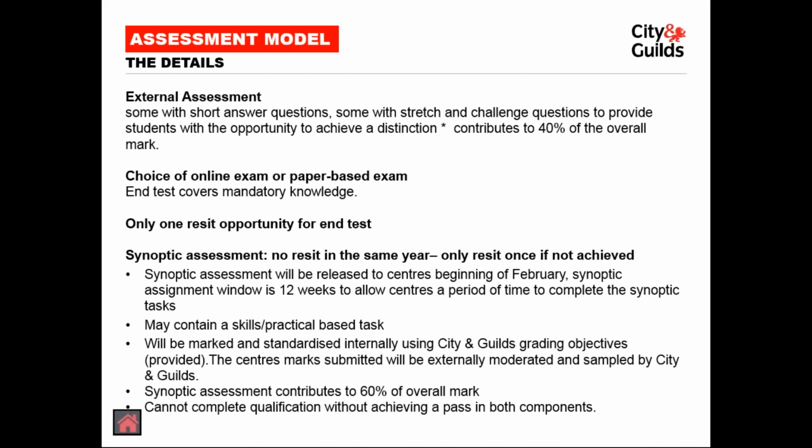The synoptic assessment will be marked and standardised internally using City and Guilds grading objectives which are provided. The centre's marks submitted will then be externally moderated and sampled by City and Guilds. And this synoptic assessment will contribute to 60% of the overall mark. It's not possible to complete the qualification without achieving a pass in both of the components.